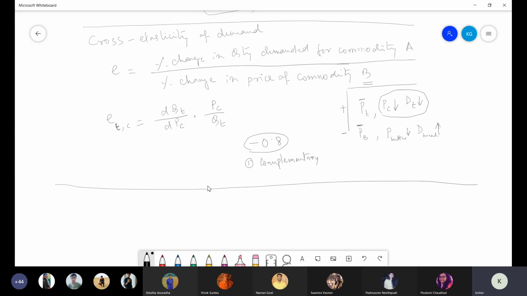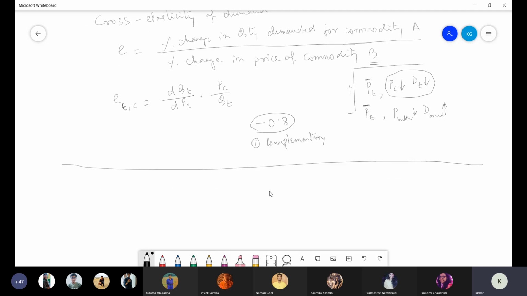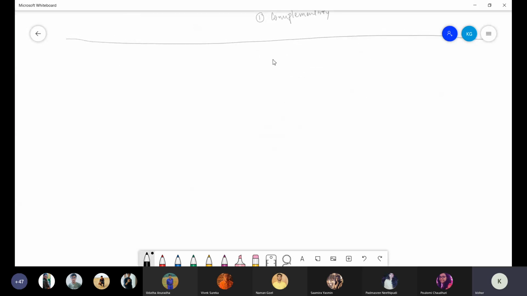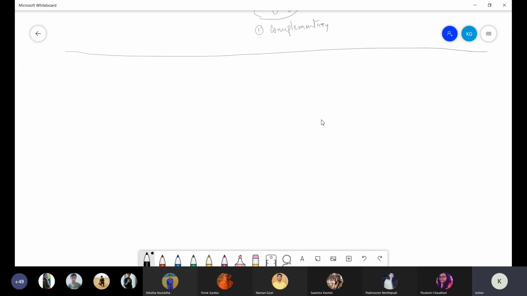But at the same time, in certain books, you may find some other concepts of elasticity, like elasticity of future price expectation. So that I am not discussing right now, but rather I am discussing elasticity of supply.